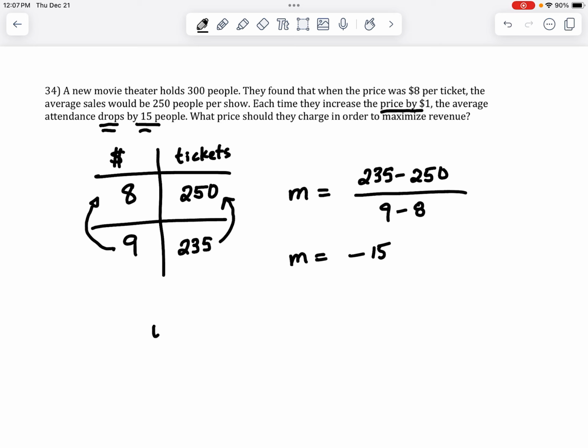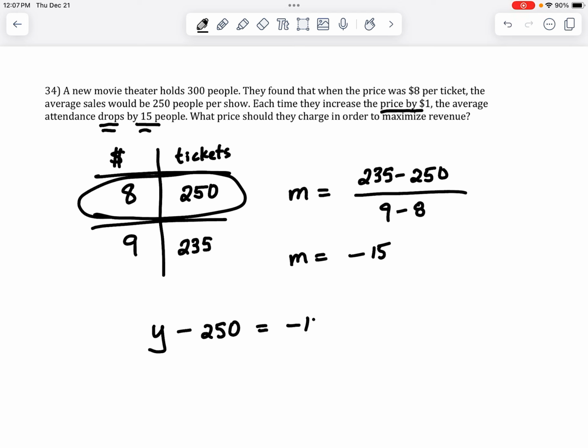And then use the point slope formula. So y minus the y value. And for that, you can use either pair of points. I'm going to use this pair. So y minus 250 equals the slope times x minus the 8.